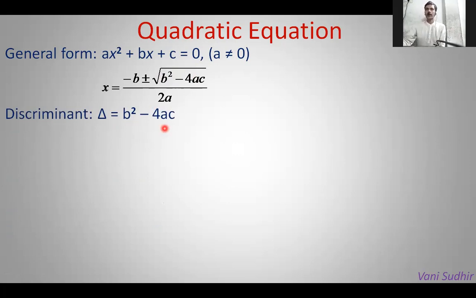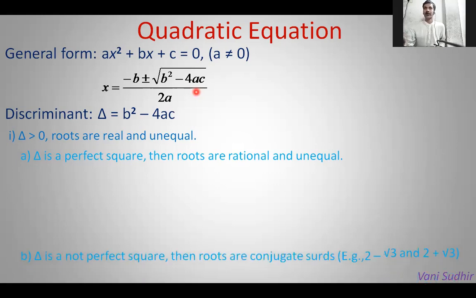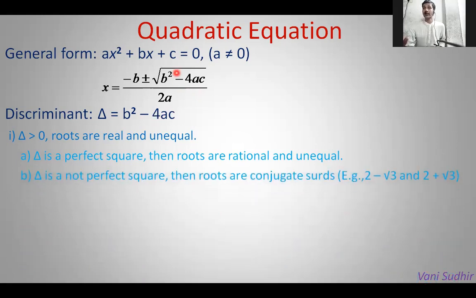If it is greater than 0, then the roots are real and unequal. In this also we have two categories. If b square minus 4ac is a perfect square, then the roots are rational and unequal. If this discriminant is not a perfect square, then the roots will be irrational numbers. Then the roots are conjugate sets. And we gave one example, 2 minus root 3 and 2 plus root 3. Later we'll discuss why they are called conjugate sets.